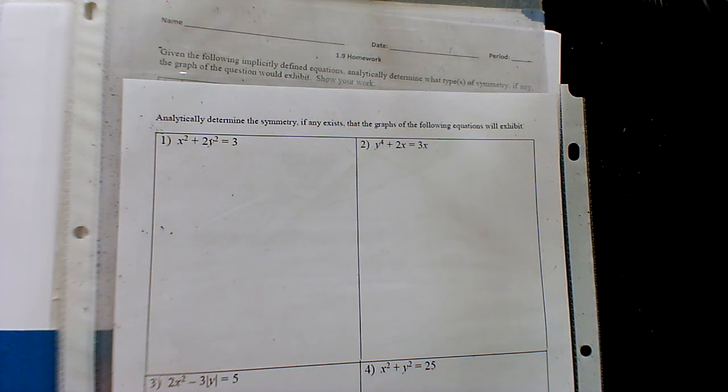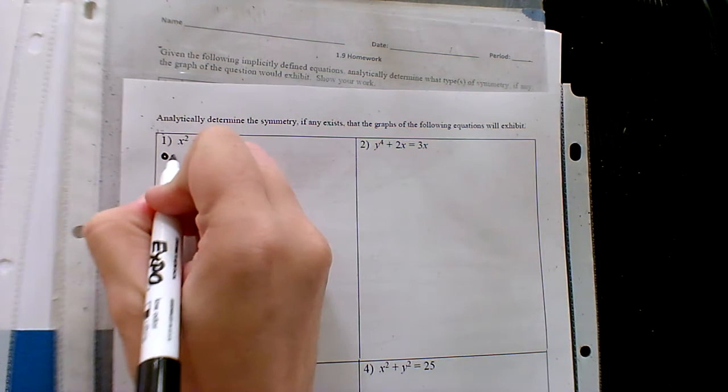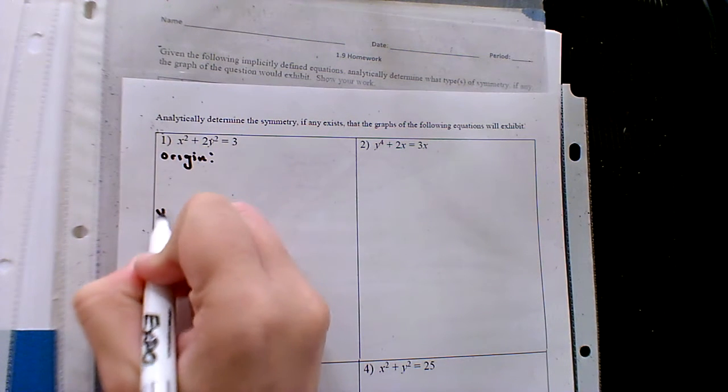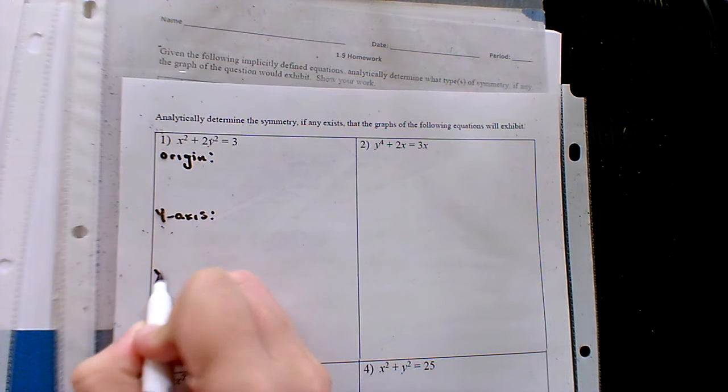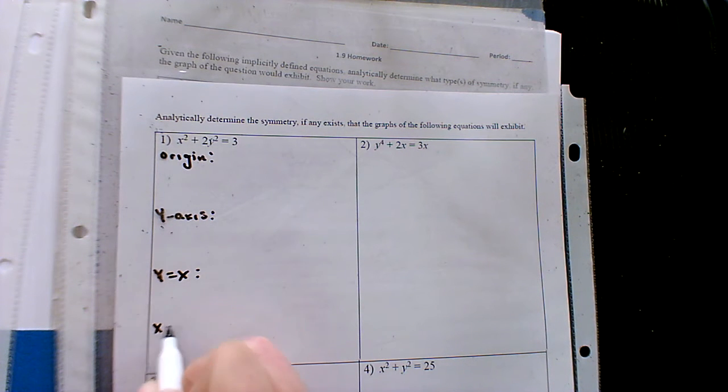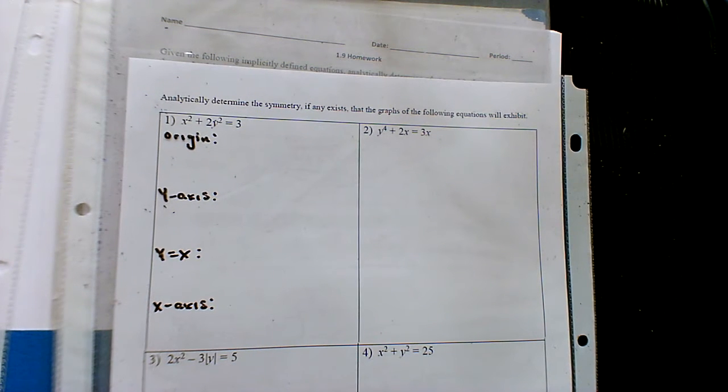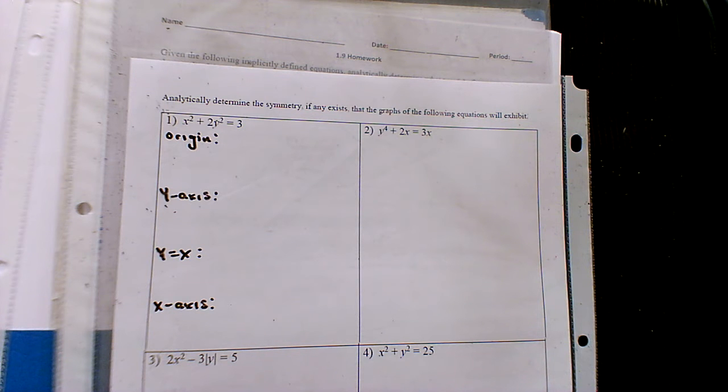How can we fold or rotate our graph? It'll give us an idea about what this graph might actually look like. We have 4 different types of symmetry that we're going to have to test. The first one is origin, and then we have the y-axis, y equals x, and the x-axis. It actually is possible to have more than one type of symmetry. Maybe you have y-axis symmetry and origin symmetry. You're able to fold it but also rotate it, and it would be exactly the same. We're going to see if we have more than one type of symmetry.